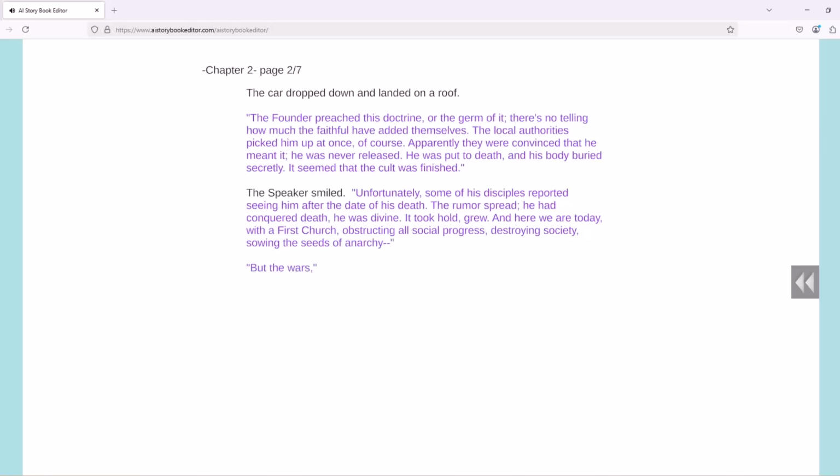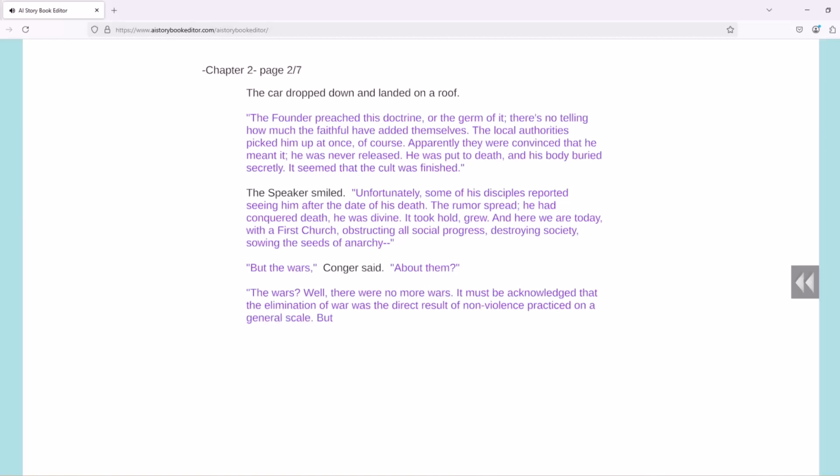"But the wars," Conger said. "About them." "The wars? Well, there were no more wars. It must be acknowledged that the elimination of war was the direct result of nonviolence practiced on a general scale. But we can take a more objective view of war today. What was so terrible about it? War had a profound selective value, perfectly in accord with the teachings of Darwin and Mendel and others."